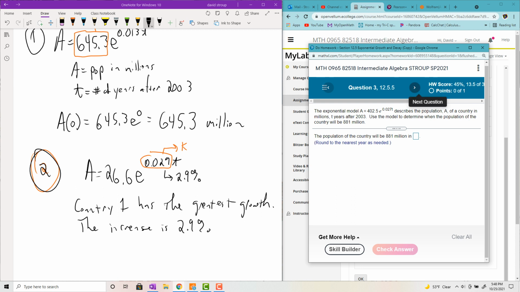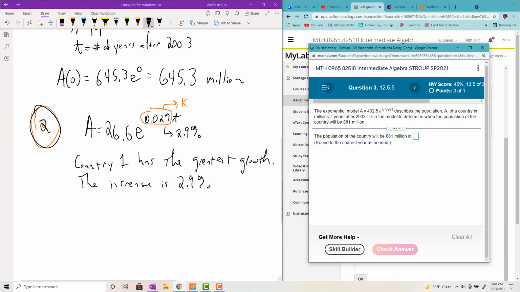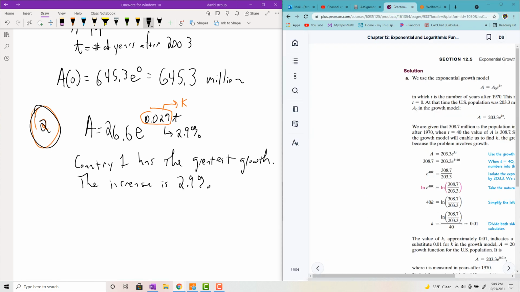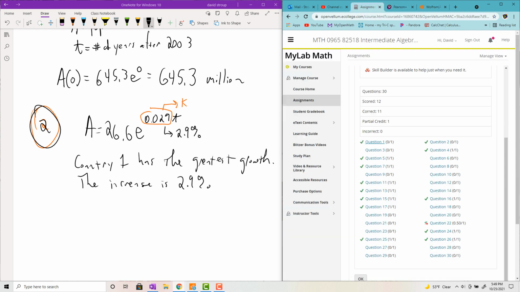So this question 3 is kind of the reverse of the problem. So they're going to give you... Okay, let's see what they say. We lost it. Where are you?